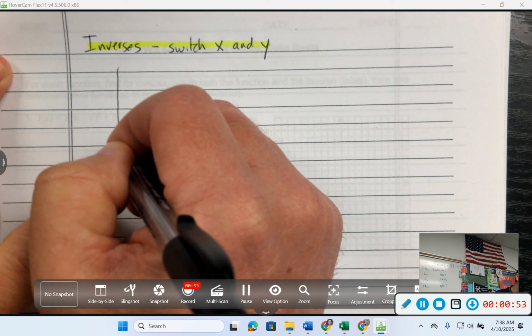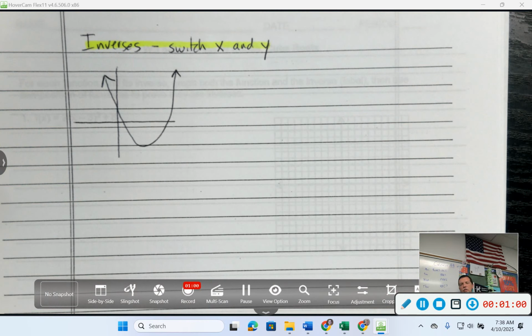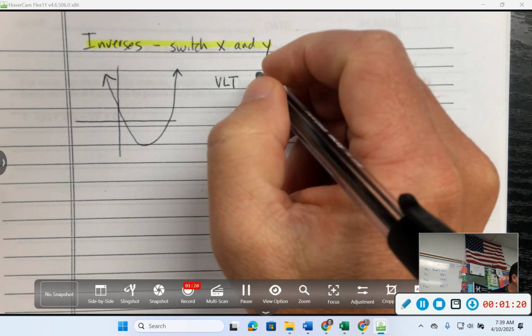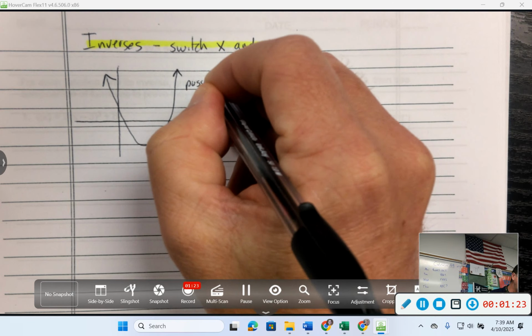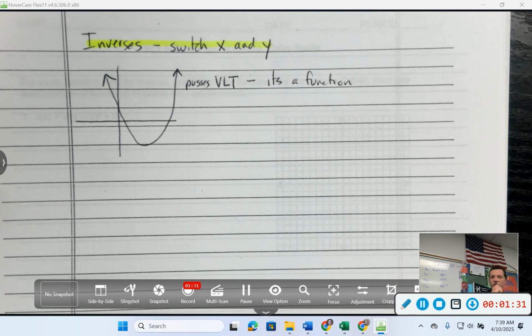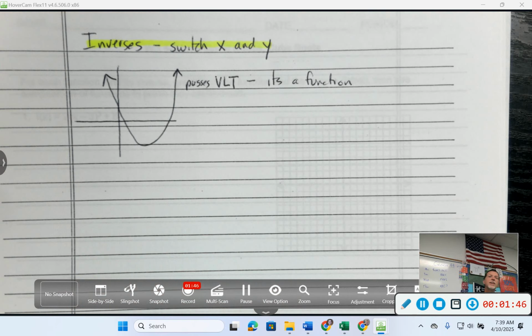In fact, let's start with a parabola. Maybe not the standard parabola, maybe one that's been shifted a little bit. How do we tell if that thing is a function? So I'm going way back now. Yes, vertical line test. If it passes the vertical line test, then it's a function. I would say it passes as well. Vertical line test meaning you can draw any vertical line and not hit the graph more than once. If you hit the graph twice, it's not a function.